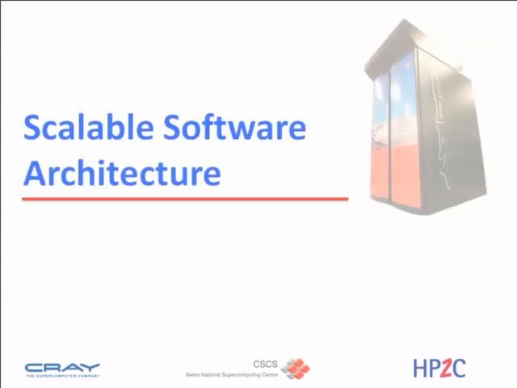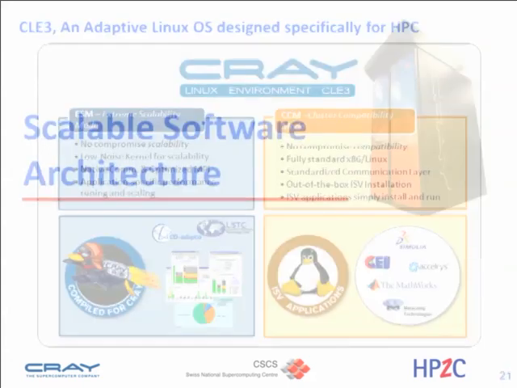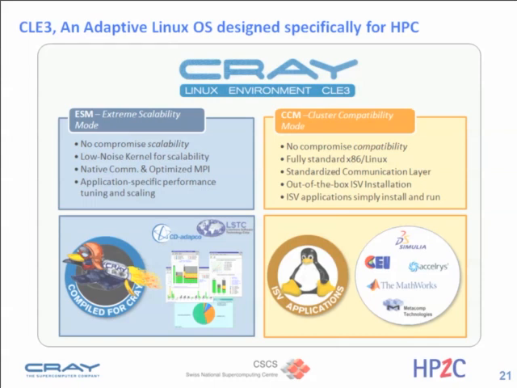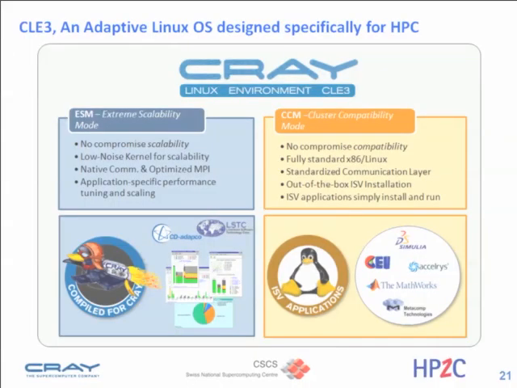Software. As I said, software is the third important component of an MPP system. We now run CLE. CLE is the name of the operating system that runs on the compute node, the Cray Linux Environment. And you can run it in two ways. You can use cluster compatibility mode, which is what you want to do if you have a third-party application that you can't change, and you just want to run it on this large machine as if it were a cluster. But this is not what we are going to do today.